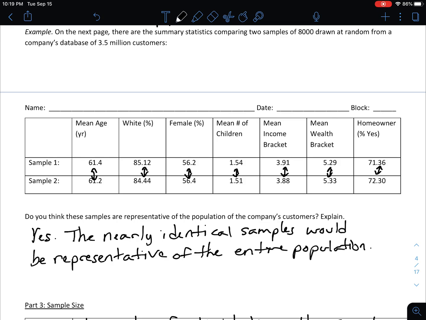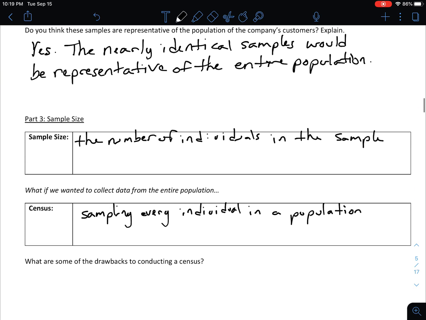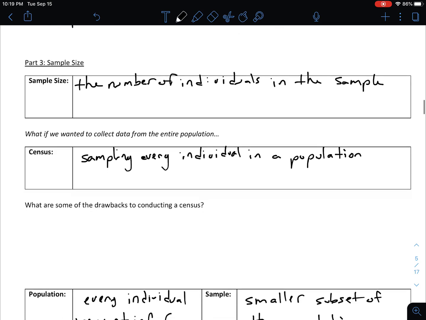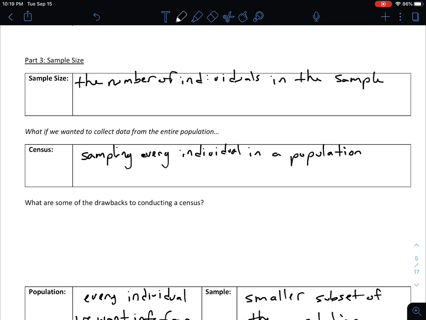Okay, so that takes care of part 2, which was the randomized part. The next part is part 3, which is all about sample size. The sample size definition is the number of individuals within the sample. Now, the question typically is, how big of a sample do we want? And usually for our sample size, which we usually denote with lowercase n, we typically want that to be at least 30. So n greater than or equal to 30.